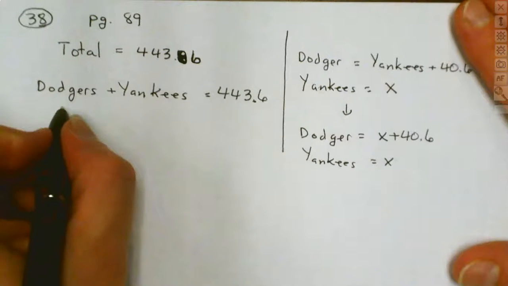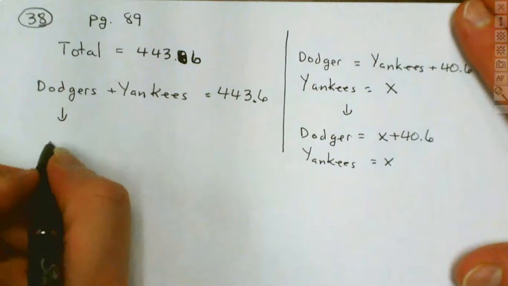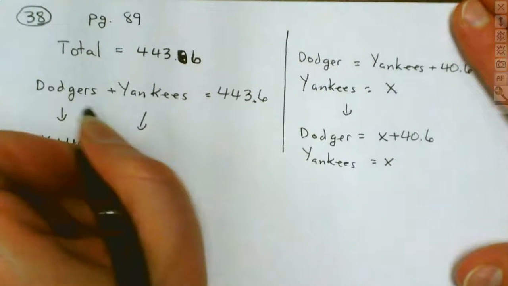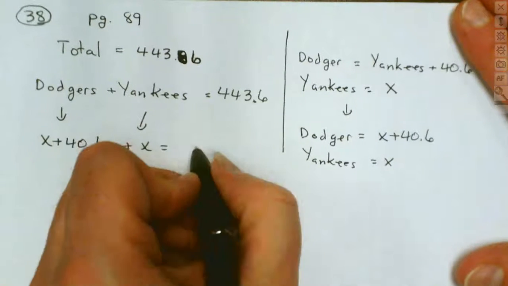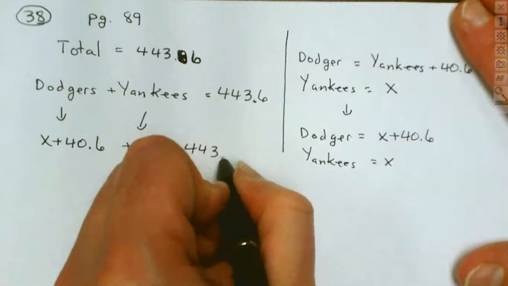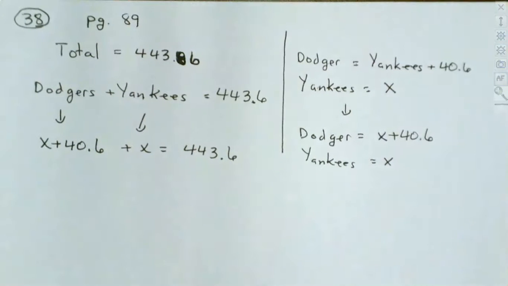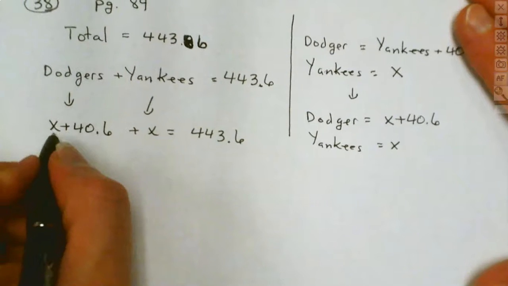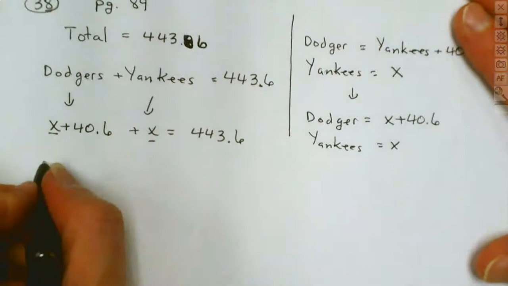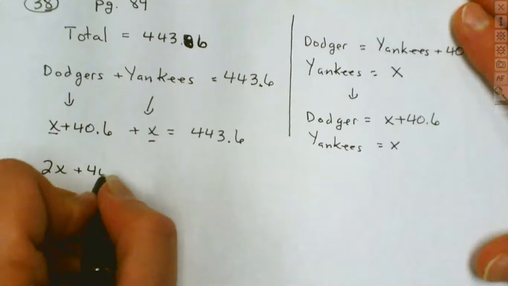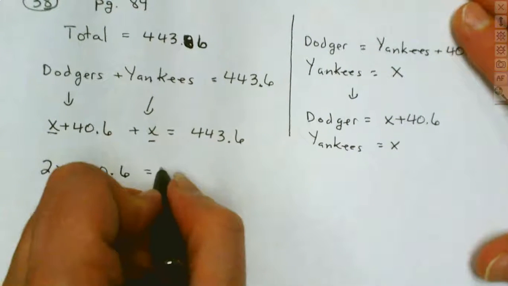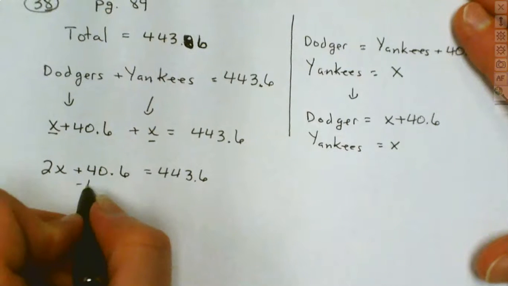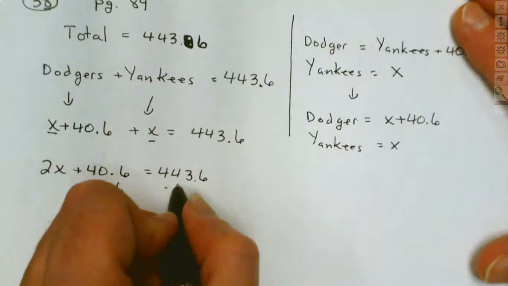Filling it in, we've got the Dodgers, which is X plus 40.6. We've got our Yankees, which is now X, and that equals 443.6 there. We've got our equation. We can solve it. So combining like terms, we've got X and another X, so that makes it 2X plus 40.6 equals 443.6. We're going to move that 40.6 over with subtraction.